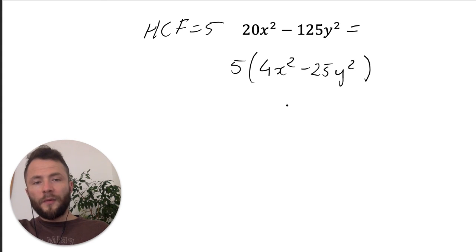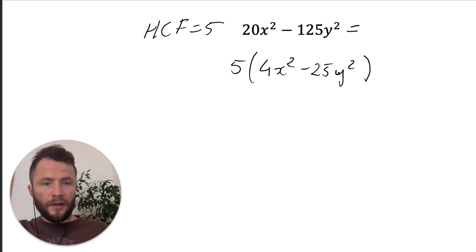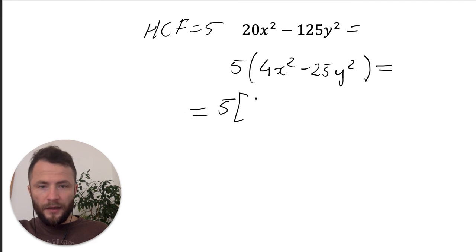Now, what is happening here is that 4 is a number that is a square, x squared is a square, 25 is a number that is a square, and y squared is a square, which means that we can apply our difference of the squares formula, and we can transform what's inside the bracket into a product of two brackets. So let's open the square bracket, and inside of it, for each of those terms I need to find out what number was squared to get the elements of that term.